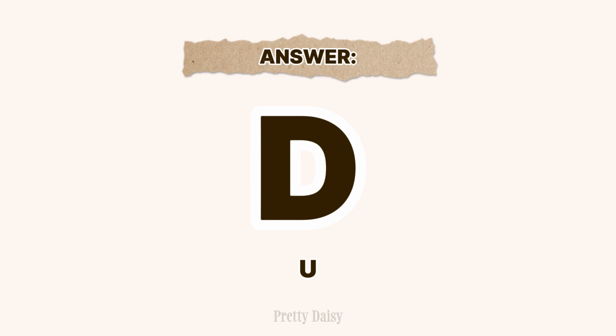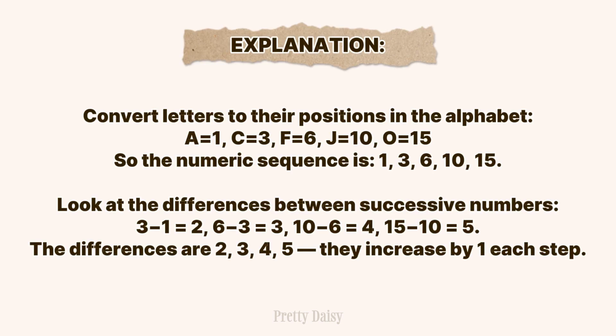Answer: D, U. Convert letters to their positions in the alphabet. A equals 1, C equals 3, F equals 6, J equals 10, O equals 15. So the numeric sequence is 1, 3, 6, 10, 15. Look at the differences between successive numbers. 3 minus 1 equals 2, 6 minus 3 equals 3, 10 minus 6 equals 4, 15 minus 10 equals 5. The differences are 2, 3, 4, 5. They increase by 1 each step.